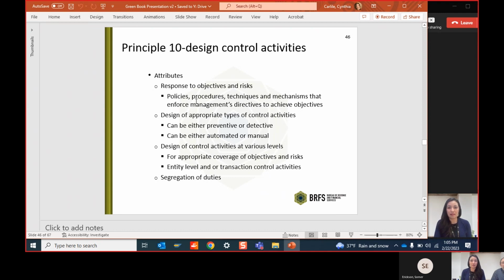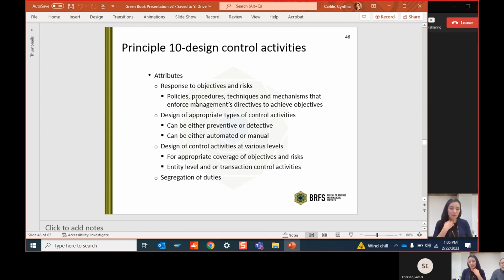So this entails policies, procedures, techniques, and mechanisms that enforce management's directives. And design here is going to be of the appropriate type and also the different control activities at various levels. So the appropriate type of controls can be either preventive or detective, and either automated or manual. And just some quick examples of preventive type checks. So it could be like a credit check, a required authorization signature, data entry checks, physical control checks, anything essentially that would prevent improper data entry or improper authorization. So before it could even get recorded or any damage could get done, the control is designed to prevent that.